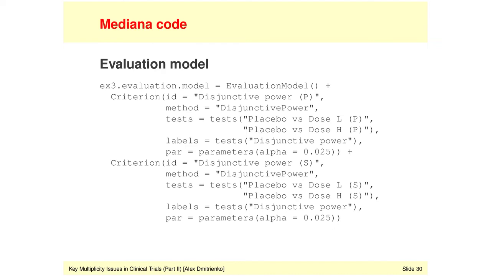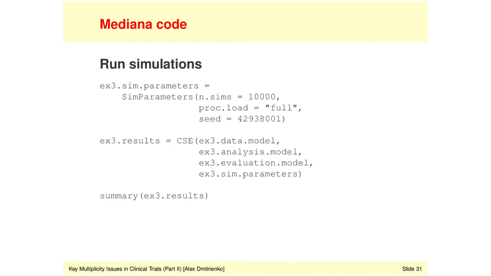Once again, it's the probability that at least one primary hypothesis will be rejected, and it may be meaningful to also take a look at disjunctive power within the secondary family, which is going to be defined as the probability of rejecting at least one secondary hypothesis. This is the last step in the process.